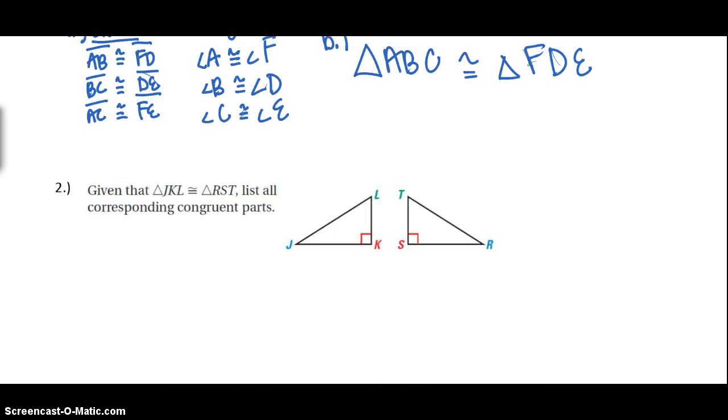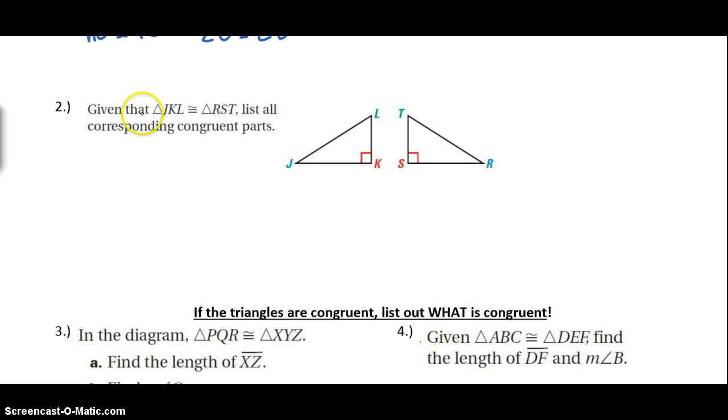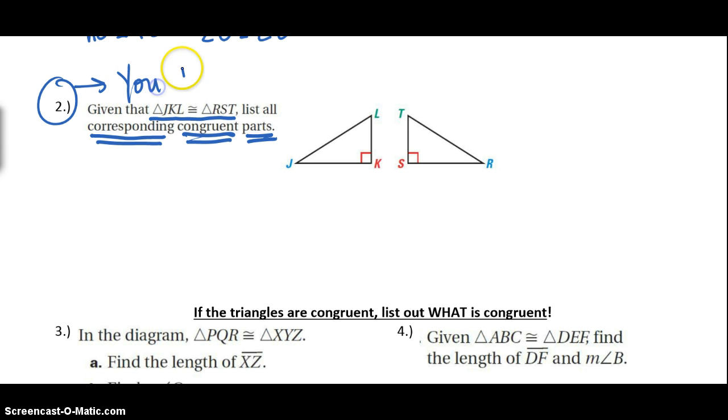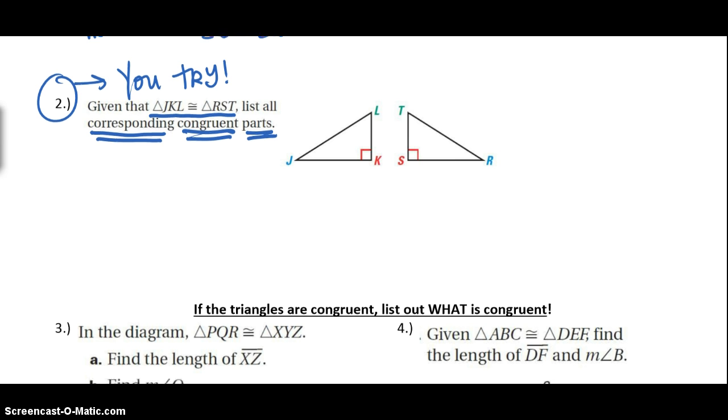All right, so let's go down here. It says that these two are congruent, okay? So it says list all the corresponding congruent parts. I want you to try this one. I just did one like this. I want you to try this one, okay? So try that one. You can pause it now and do it. You can wait to the end of the video and do it, but just make sure you get it done before you see me in class.